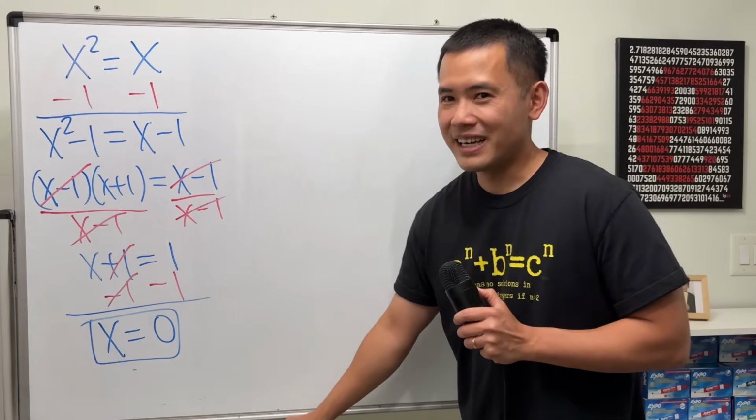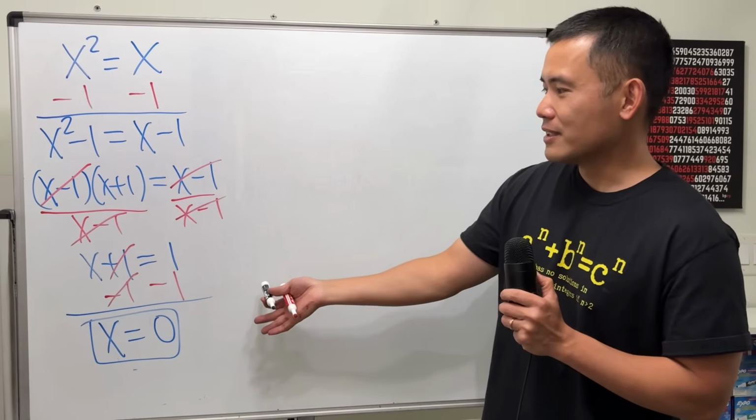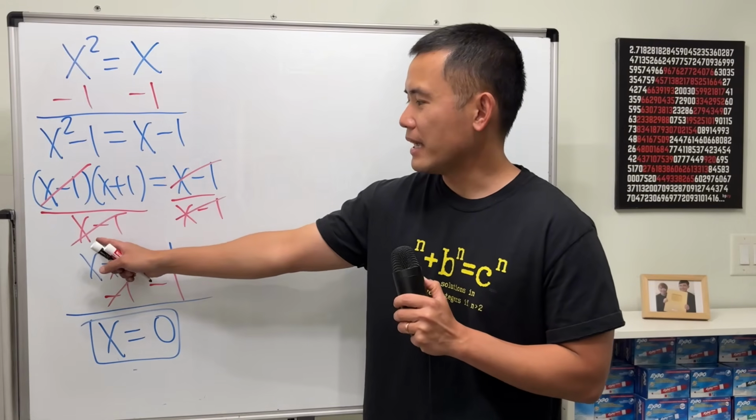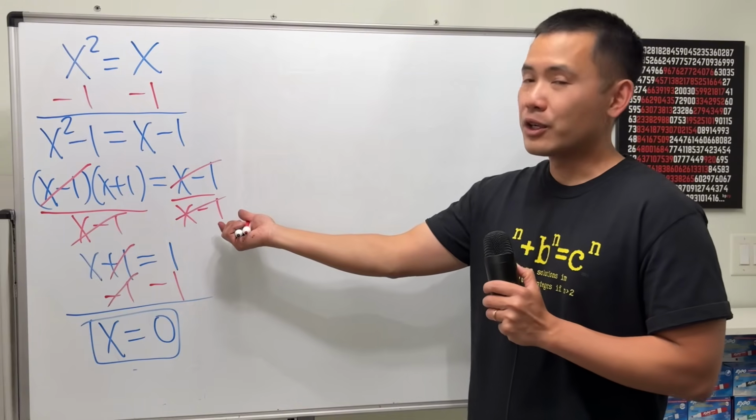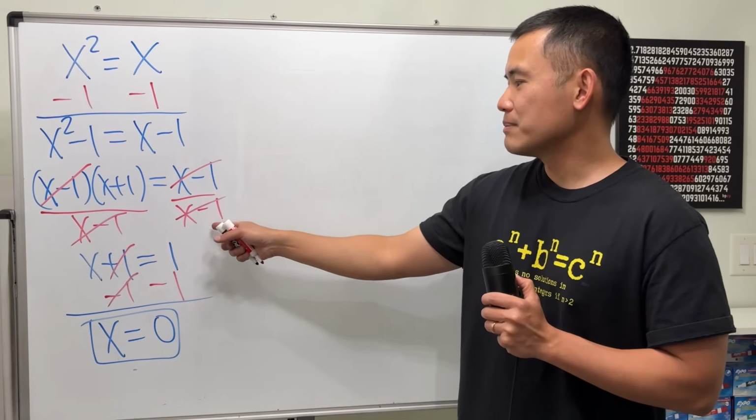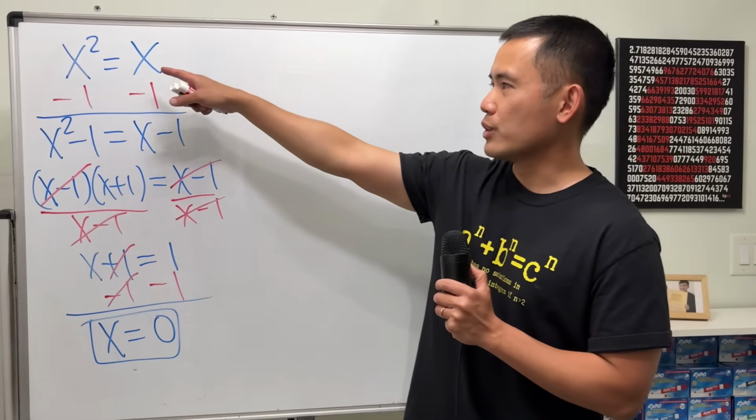So of course, this is not correct in the sense that we are missing a solution, because when we divide both sides by x minus 1, well, that could be 0. In fact, x minus 1 is actually a factor of the original equation.